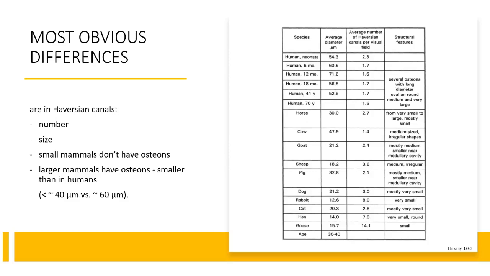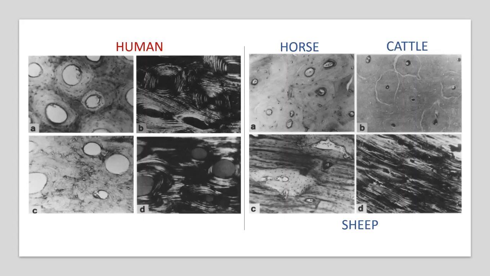Small mammals don't have osteons, while larger mammals have osteons but they are on average smaller than in humans. Usually they are smaller than 40 micrometers, while in humans they are around 60 micrometers big. And let's have a look at some examples.